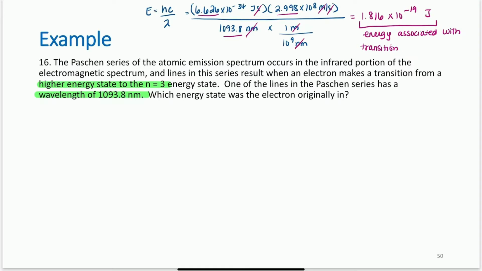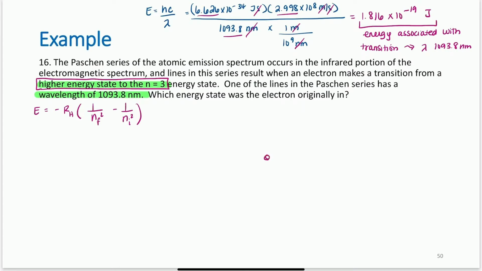So it's a transition resulting in the wavelength of 1093.8 nanometers. I'm going to use the Rydberg constant. So with the Rydberg constant, your energy is equal to negative RH times (1 over n final squared minus 1 over n initial squared), n final being your final energy level, and n initial being where it started. Here's the thing: this tells me it goes from a higher energy state to the n=3 state.